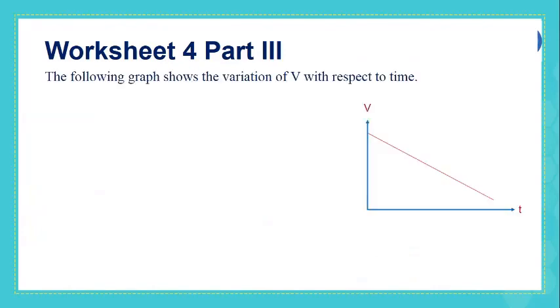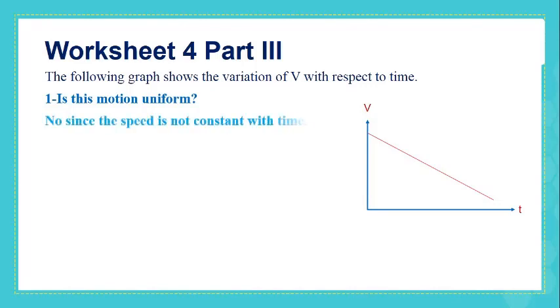Pause the video again, solve part 3, worksheet 4, then continue watching to check your answers. Is this motion uniform? For a motion to be uniform, the speed should be constant with time. In this graph, the speed is not constant with time. Then no, the motion is not uniform.